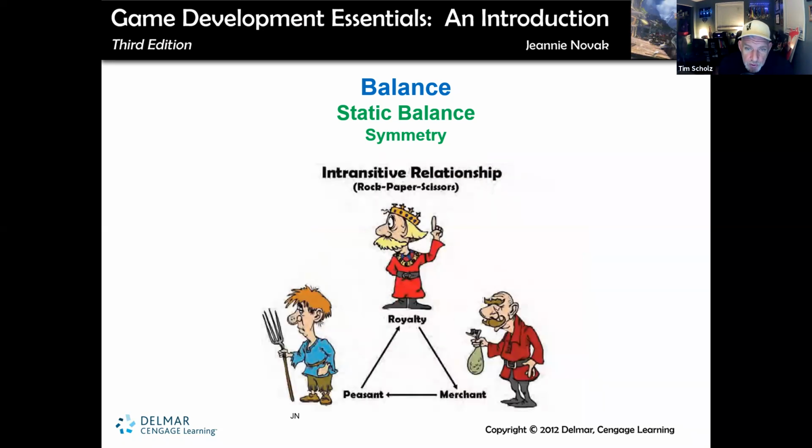Whereas when you look at the concept within balance, you can also have an intransitive relationship between them, where if A is more powerful than B, B may be more powerful than C, but C could also be more powerful than A. It's kind of your rock, paper, scissors. Rock beats scissors, scissors beat paper, and then paper can beat rock, that type of thing.